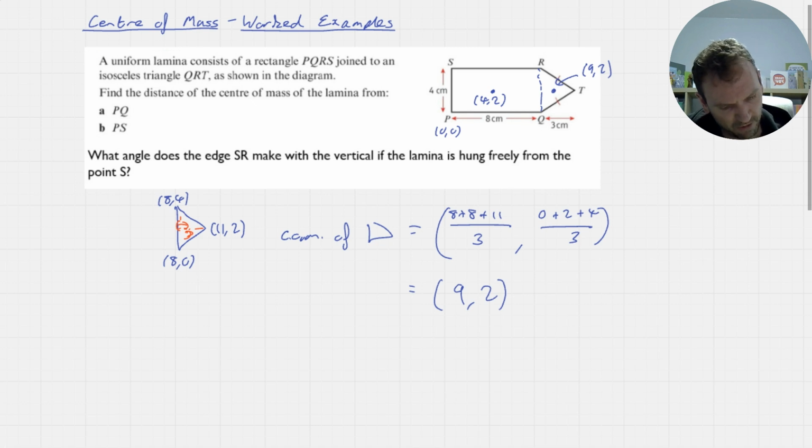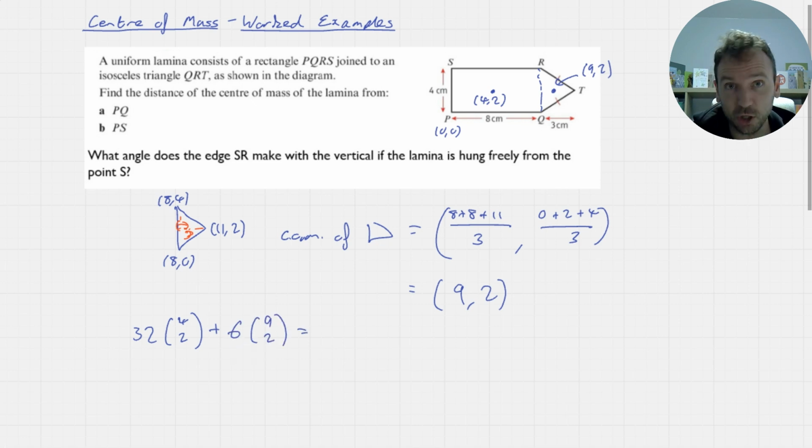So we're going to have that the area of our rectangle is 4 times 8, or 32, so we're going to have 32 lots of our centre of mass here, which is 4, 0. We're then going to have the area of our triangle is 3 times 4 divided by 2, or 6 lots of our centre of mass of 9, 2, and that's going to be equal to our total area of our overall lamina, which is going to be 32 plus 6, or 38, times by whatever the centre of mass is of this lamina.